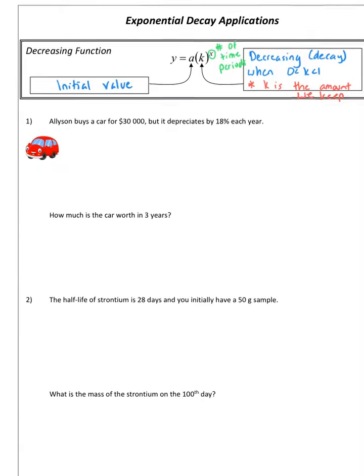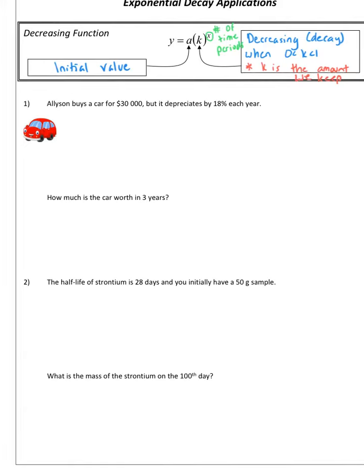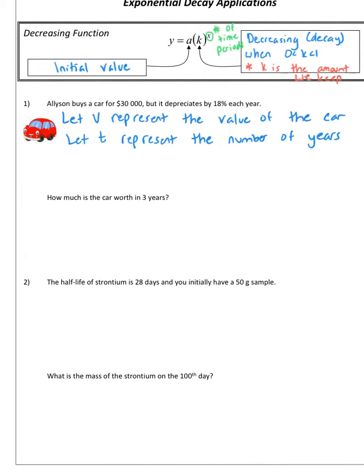So let's look at the first question. Here we have Allison. She's buying a car for $30,000, and the car depreciates by 18% each year. So let's make let statements. So here we were talking about the amount of the car, and that depends on how old the car is. So the independent variable is going to be time, and the dependent variable is going to be the value of the car. So let V represent the value of the car, and let T represent the number of years, because it depreciates every year by this amount, 18%.